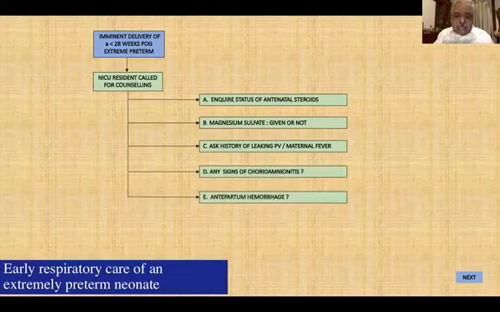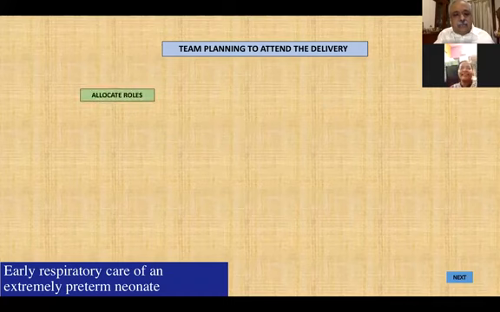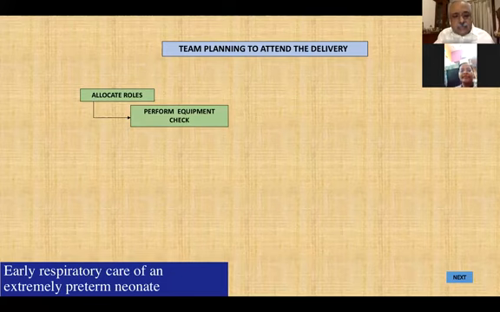Antepartum hemorrhage and sudden delivery carry a higher risk for RDS and other complications, so you need to inquire about that. So the team which has to decide how to plan the delivery should allocate their roles, and all of us should do a performance equipment check.